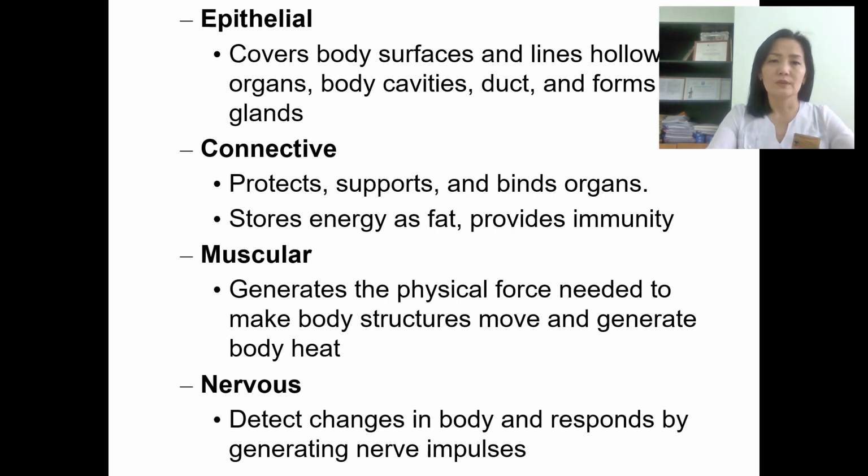Epithelial tissue covers body surfaces and lines hollow organs, body cavities, and ducts, and forms glands. Connective tissue supports and protects our body, binds organs, stores energy as fat, and provides immunity. Muscular tissue generates the physical force needed to make body structures move and generate body heat. Nervous tissue detects changes in the body and responds by generating nerve impulses.